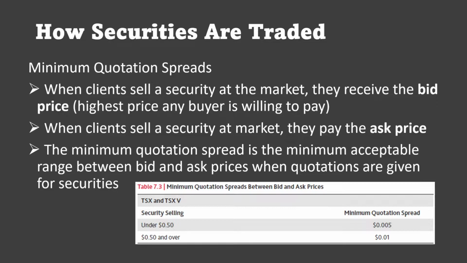This applies when quotations are given for securities. For any security under 50 cents, the minimum quotation spread is half a cent, and anything above 50 cents is 1 cent. That's why you might see some penny stock trading for, let's say, 10.5 cents, because the quotation spread is actually half a cent. That is why you might see that in a smaller stock.